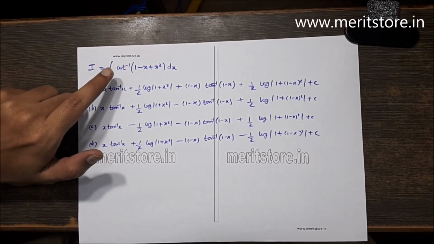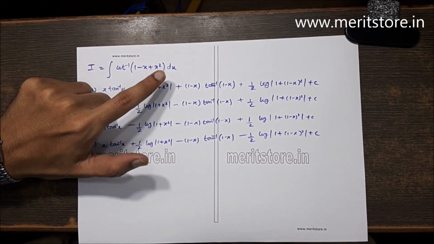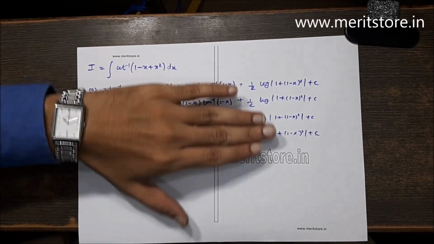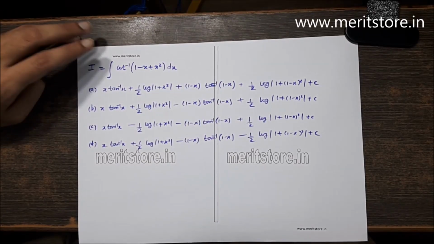Integral of cot inverse of 1 minus x plus x square dx. These are the options, which are a bit too long. Let's see how we manage this integral.